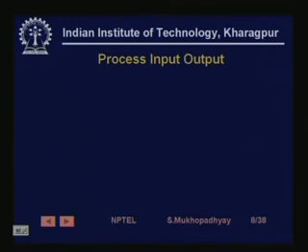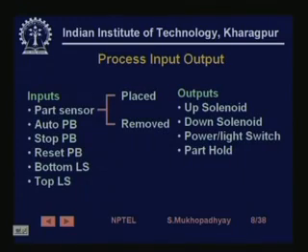So, first step, as I said, is to get the process inputs and outputs. So, here are the process inputs and outputs. As inputs we have part sensors, which generate two kinds of events. One is part placed, another is part removed. Then there are three kinds of push button: the auto push button, the stop push button, and the reset push button. These three are operator inputs. Then there are the two limit switch sensors, bottom limit switch and top limit switch.